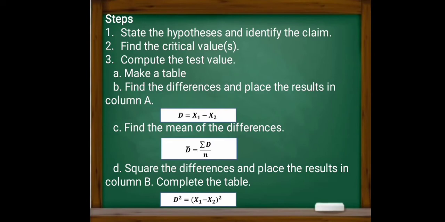Then, step 3, compute the test value. Finding the test value involves several steps. Make a table based on the given data. Find the differences of the values of the pairs of data and place the results in column A. Then, find the mean of the differences using the formula where n is the number of data pairs. Then, square the differences and place the results in column B.